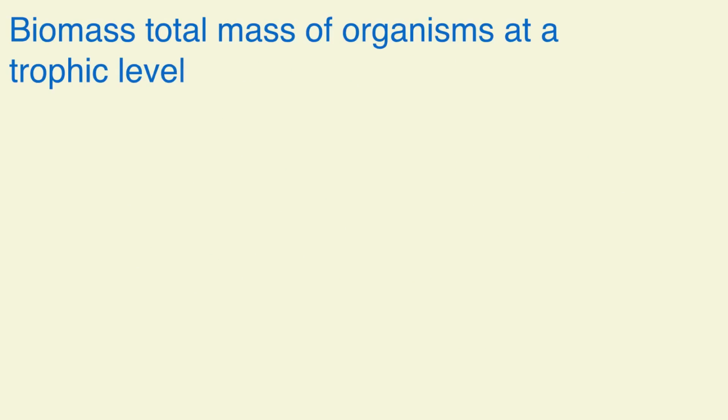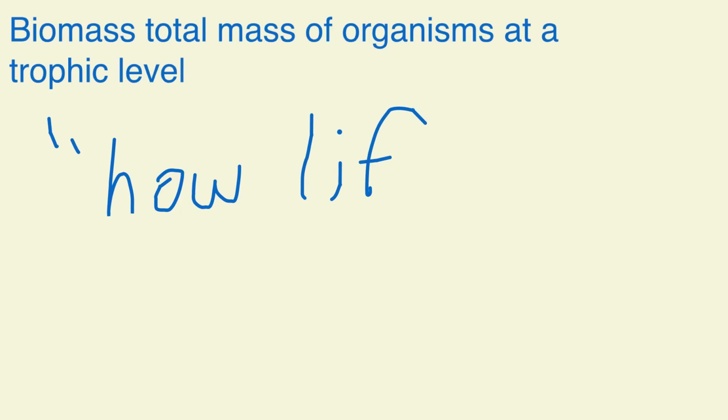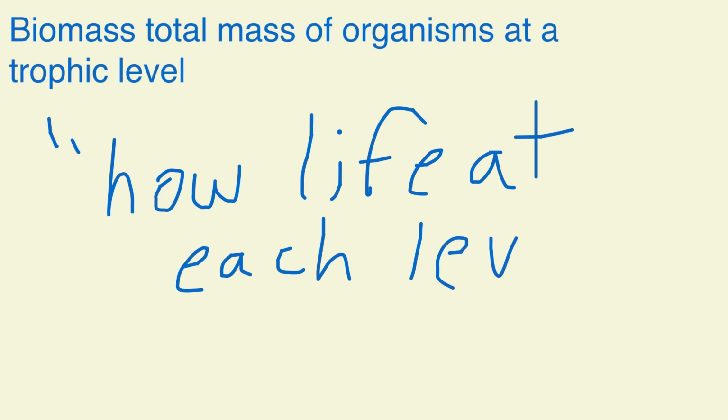All right, and the last thing to add on to our appendix: I used the word biomass, but I didn't really define what that was. So biomass is the total mass of organisms at a trophic level. Bio meaning life, and mass just talking about how much there is. So how much life. Another way of thinking of that is how much life at each level, which again goes back to that idea of the relative number of organisms.